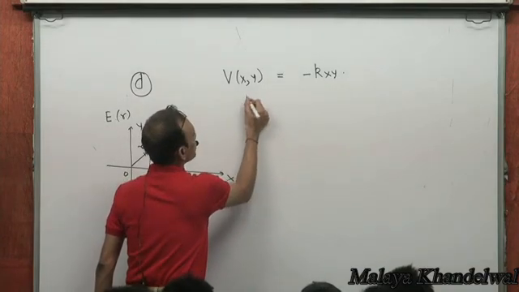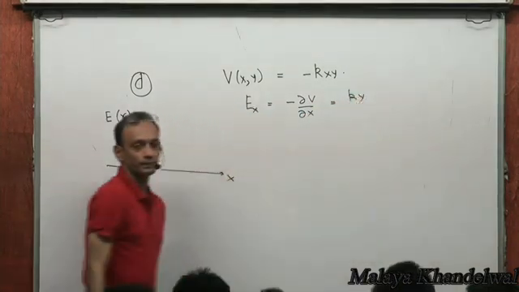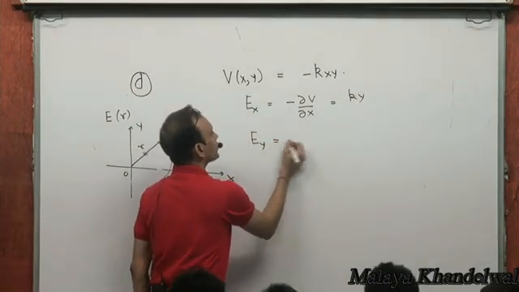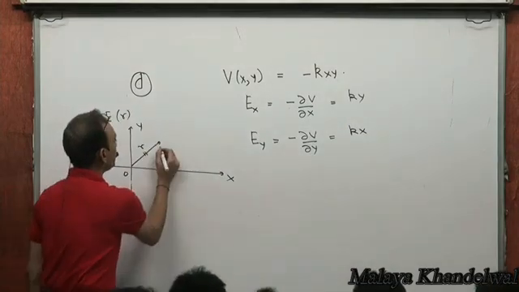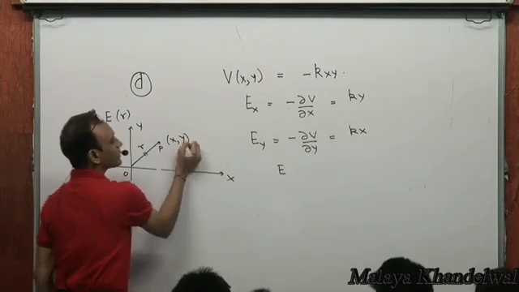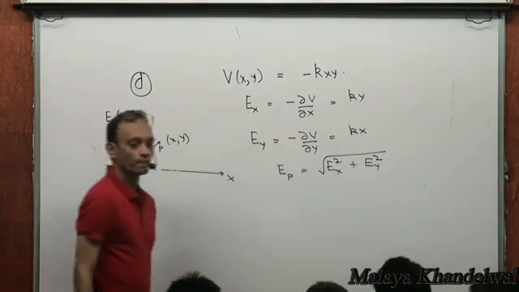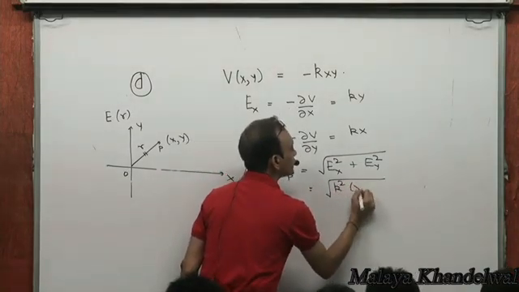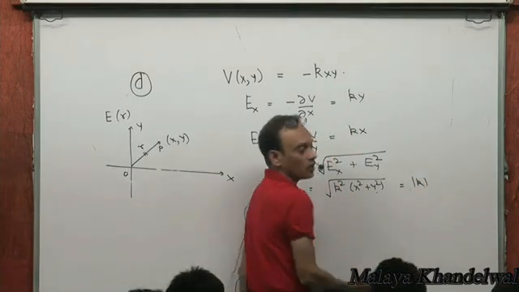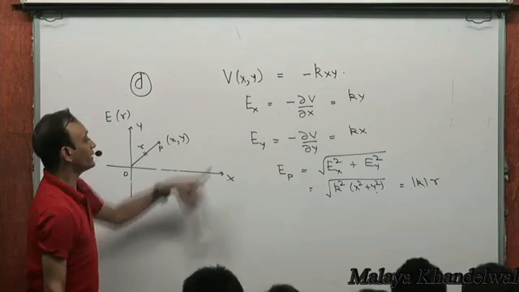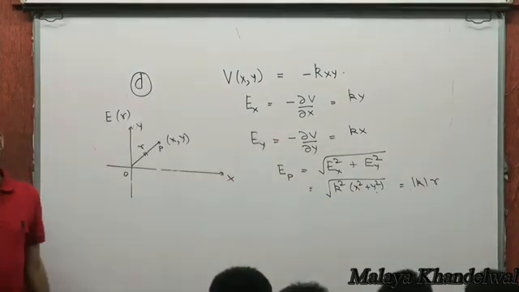Now realize that the x component of the electric field is always given by minus dou V dou x, which is k times y. The y component is given by minus dou V dou y, which is k times x. The electric field at any point P, whose coordinates are x comma y, is going to be given by root Ex squared plus Ey squared, which is root k squared into x squared plus y squared. But x squared plus y squared is r squared, so this would be given by root k squared, which is mod k, times r. So the electric field at any point P will be directly proportional to r, the distance from the origin, for this situation, right?